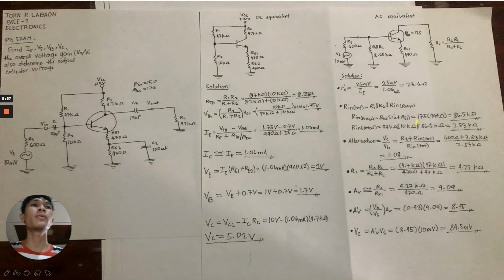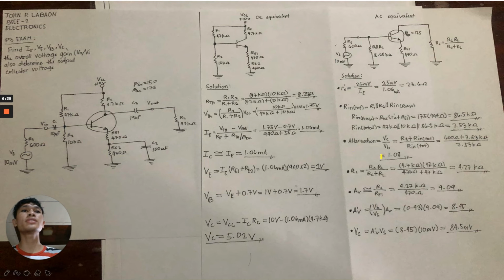So we have 175 multiplied by 494, which is the total of this one. So we get the base resistance of 86.5 kilo ohms. Now we will be able to solve our total input resistance since we already have the base resistance. So 47 kilo ohms parallel with 10 kilo ohms parallel also with 86.5 kilo ohms. So we get a total resistance of 7.53 kilo ohms.